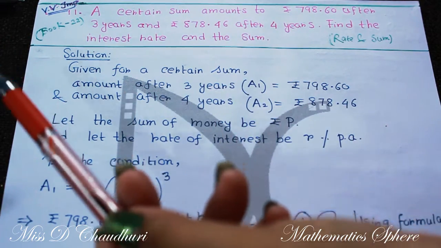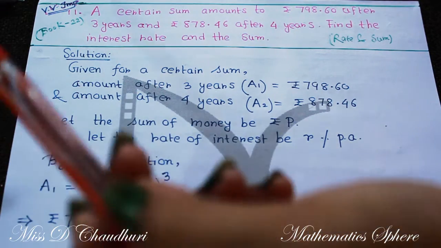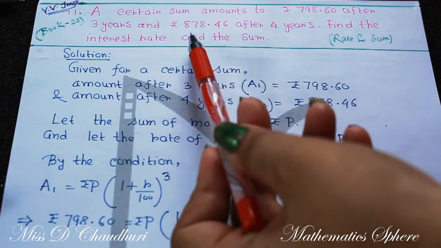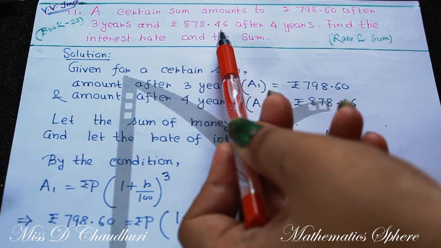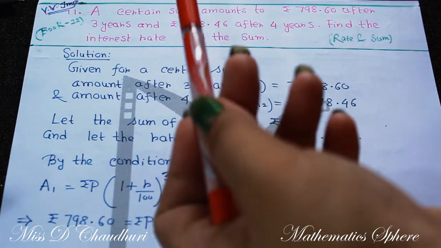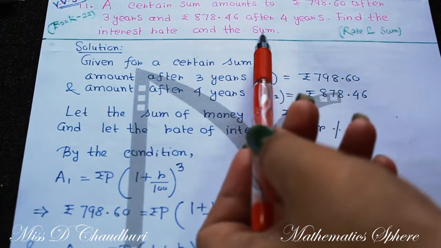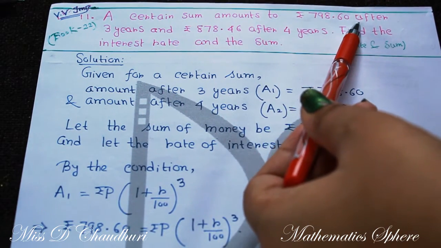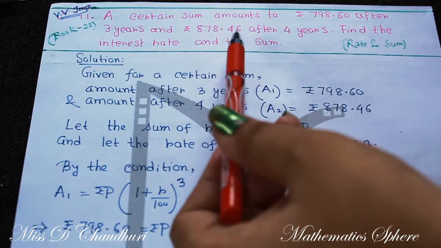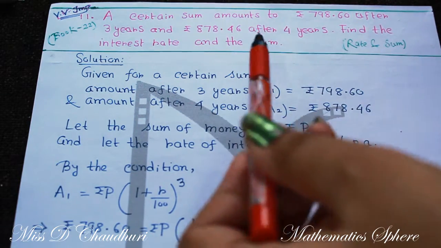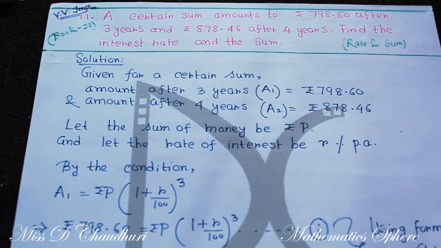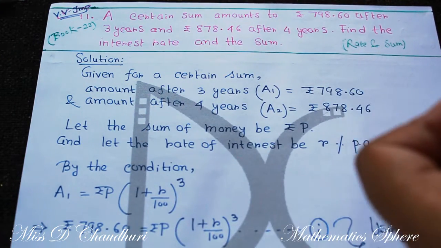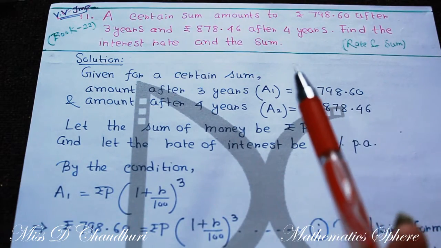But what did they give in the question? They have said that when you invest that sum, after 3 years you are going to get an amount of 798.60, and after 4 years you are going to get an amount of 878.46. Generally you will see that in this type of sum they will give consecutive years, either 2, 3, 4, 5 or 3, 4, in this way, or else it cannot be solved.